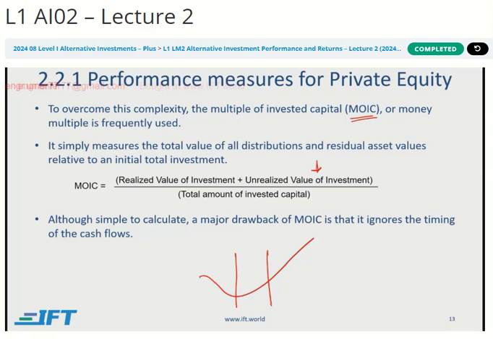But then the drawback is that MOIC is ignoring the timing of the cash flow. So it doesn't really give better weight to the ones coming in earlier, and it doesn't penalize the cash flows coming in later. So that is true. But you give something up, you get something in return.